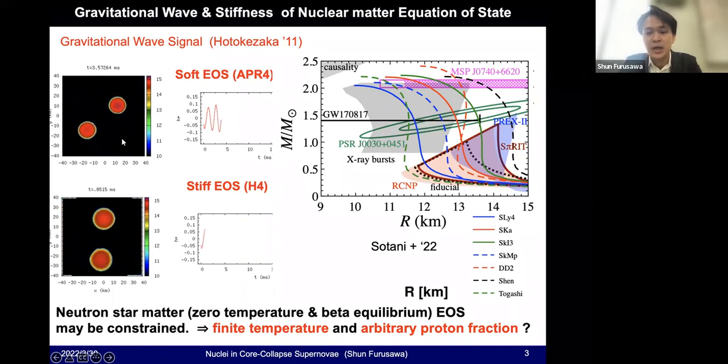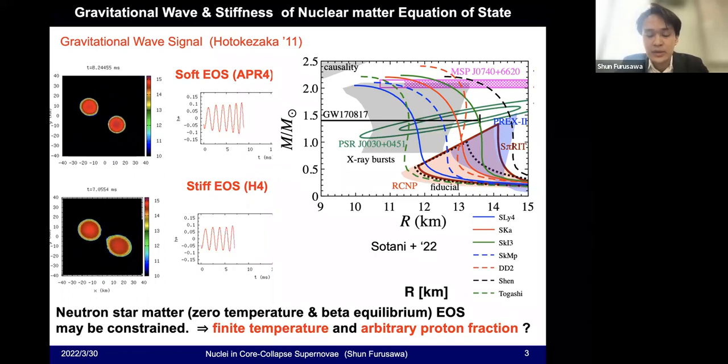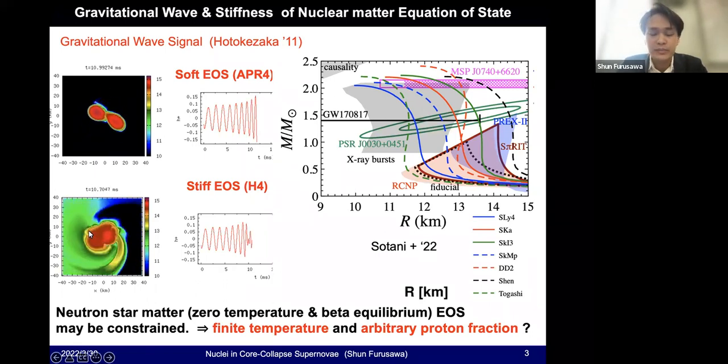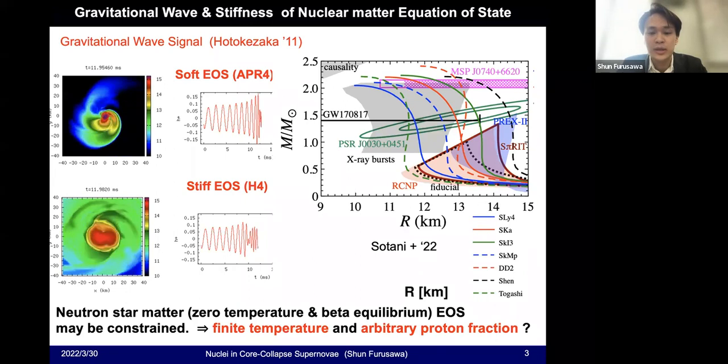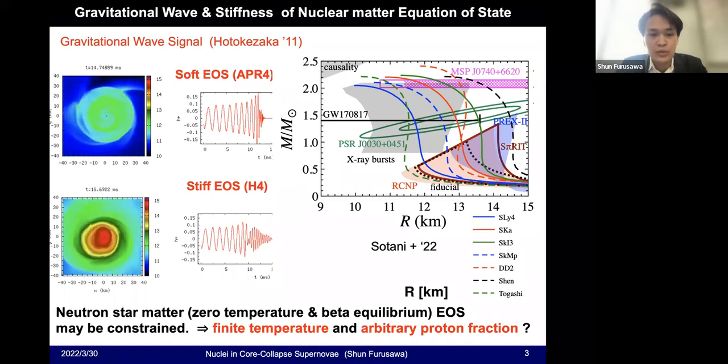So the temperature becomes high and the protons and neutrons are not in beta equilibrium. In neutron star matter, the nuclear matter is in beta equilibrium, but in neutron star mergers and in core collapse supernovae, the protons and neutrons are not in beta equilibrium. So in that sense, we require more information about nuclear matter.